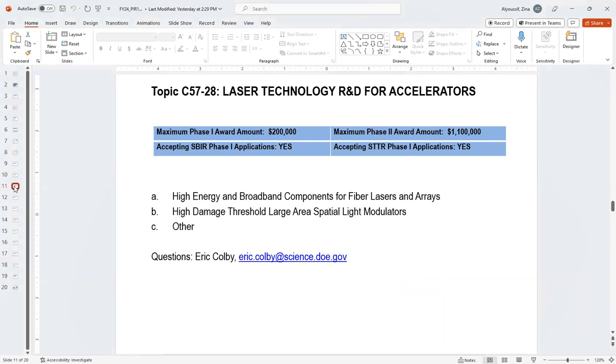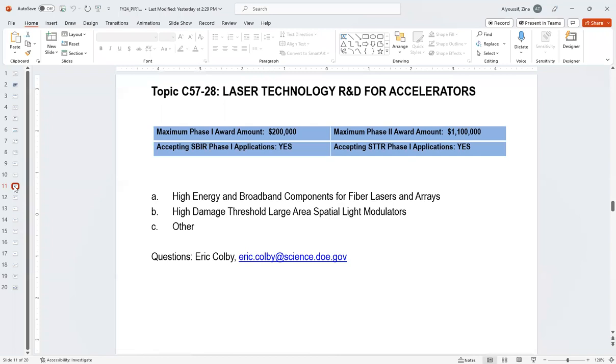This is Camille Ginsberg, and I'm speaking on behalf of Eric Colby, who's the technical topic manager, but he couldn't make it today. For laser technology R&D for accelerators, I'm sure you're aware of the many areas in accelerator applications where lasers are absolutely critical. We're focused on 2 areas: the accelerator application of ultrafast lasers, and also looking for longer pulse lasers.